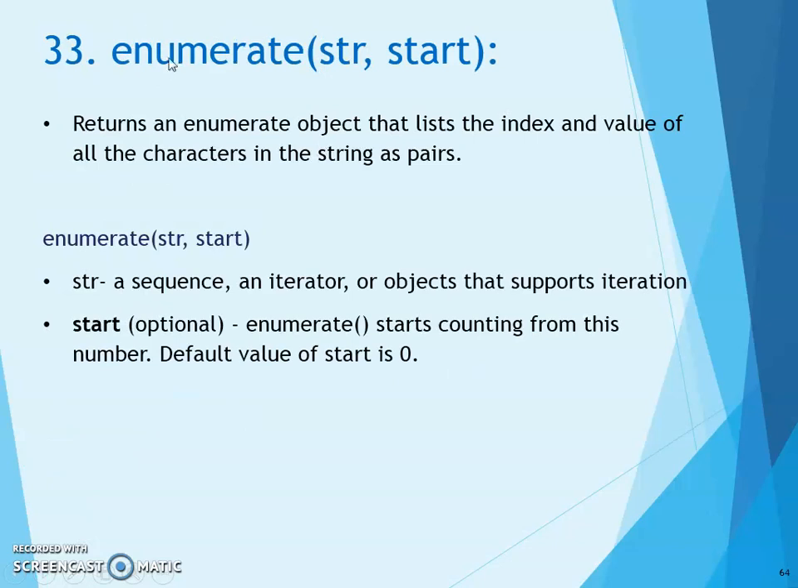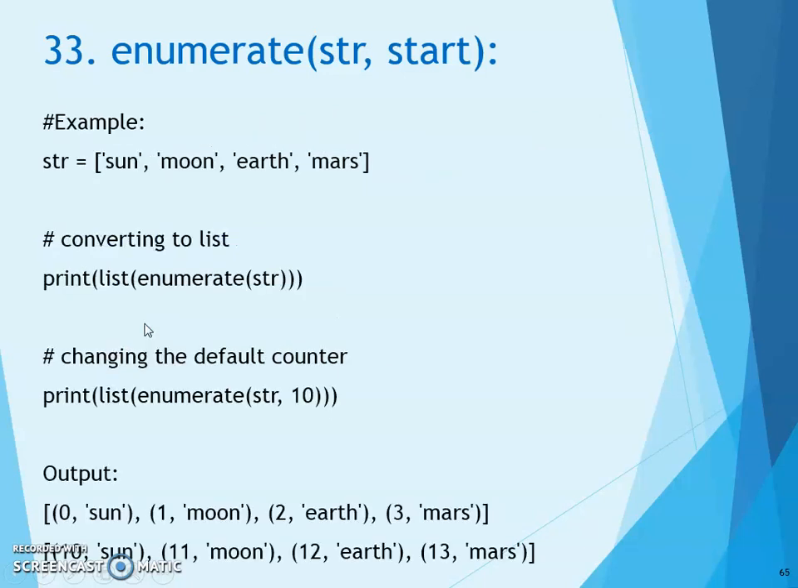Next method is enumerate. This method returns an enumerate object that lists the index and the value of all the characters in the string as pairs. Here str is the sequence we are passing as a parameter, and start means from which value we want to start the indexing. Either we start with 0 or with some other number, which we have to mention as start, and this is an optional parameter.